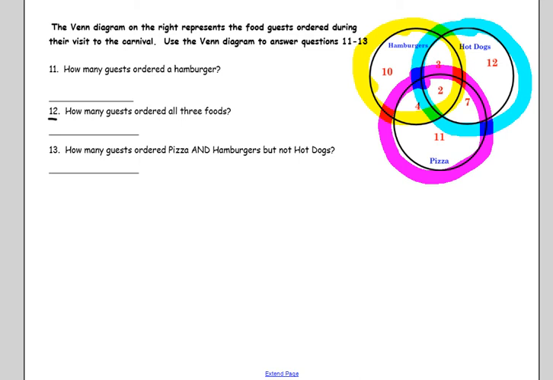So if you notice, we want to know, where did they order all 3 foods. You have the blue encompassing the yellow, encompassing the magenta. So all three of these are surrounding this area here, where it's two people who ordered all three foods.